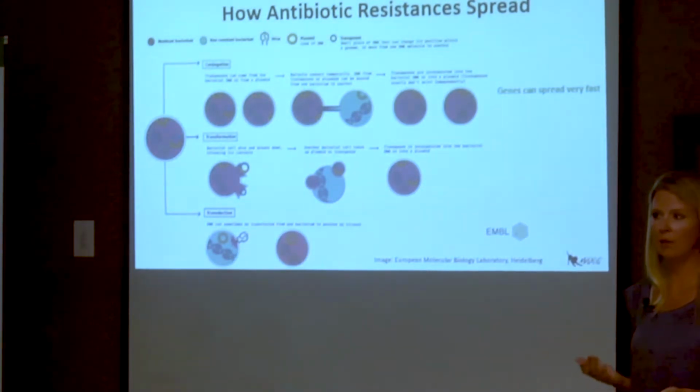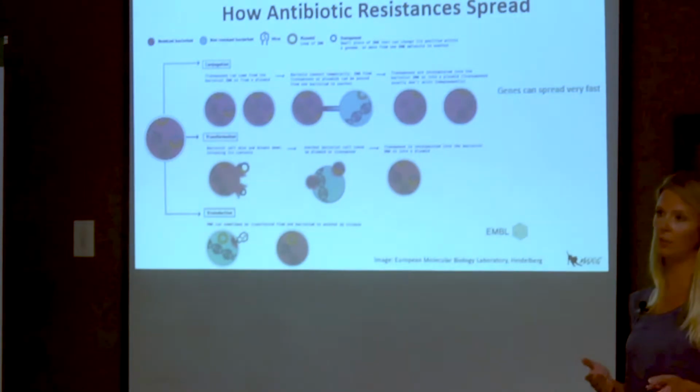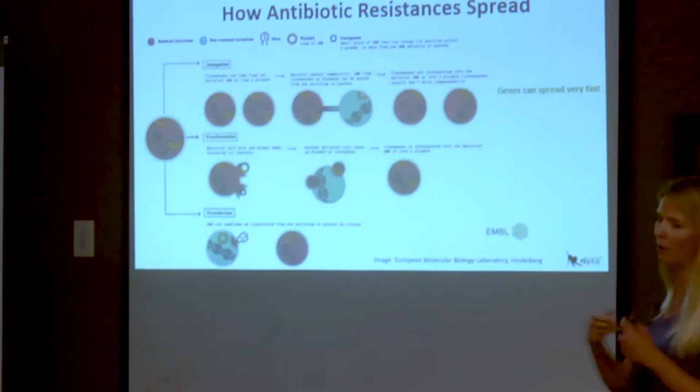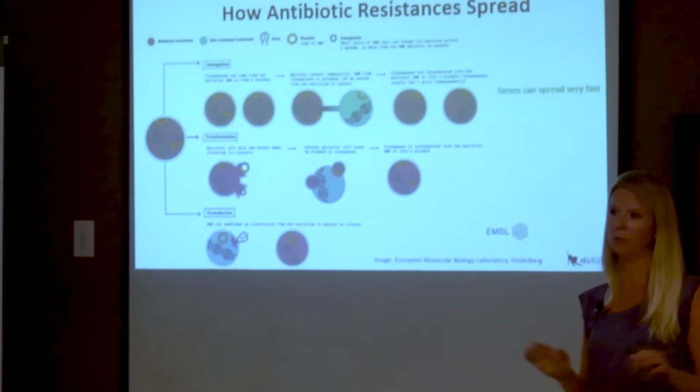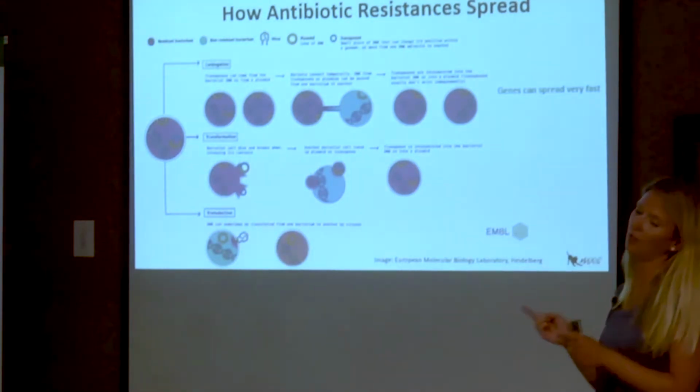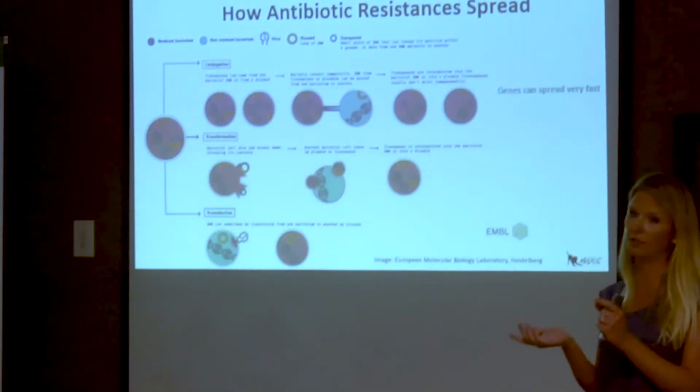Remember, the generation time of E. coli, for example, is only 20 minutes. So once one E. coli cell acquires this, it can spread easily amongst them. And this actually works across gram-positive and gram-negative organisms as well.